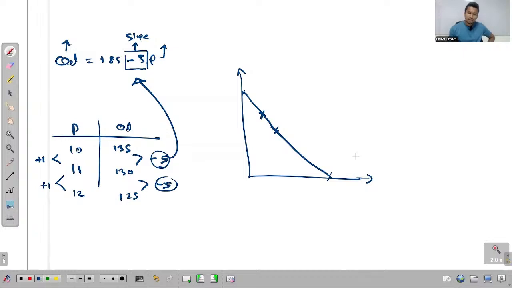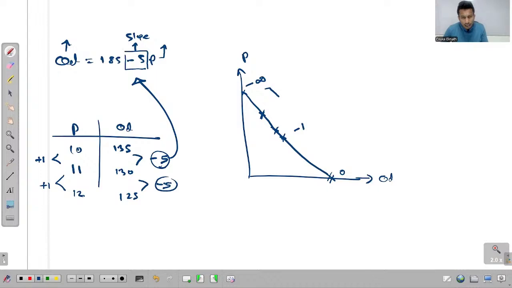But you pick again several points randomly and try to calculate PED at each point. If you calculate PED, taking price here and QD here, if you calculate PED at this point, right, it will be minus infinity. If you calculate PED at this point, it will be 0. If you calculate PED right in the middle, it will be minus 1.